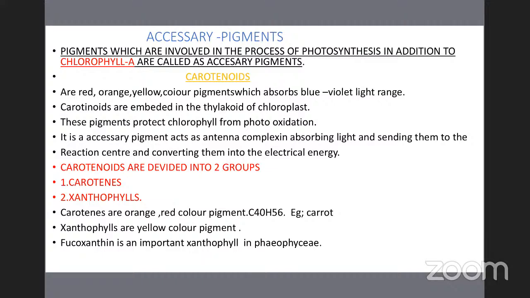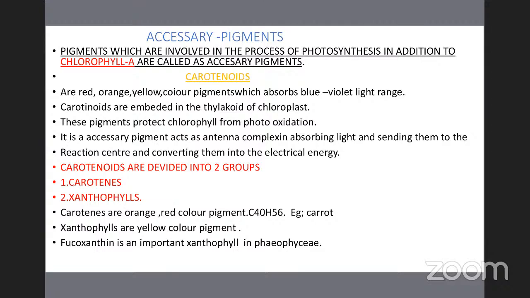These carotenoids act as a complex. That means the central chlorophyll pigment is situated with the accessory pigments like carotenoids arranged around it. These accessory pigments help in absorbing solar energy in the form of photons and transferring the photons to the reaction center, or to the chlorophyll A pigment, converting solar energy into chemical energy.